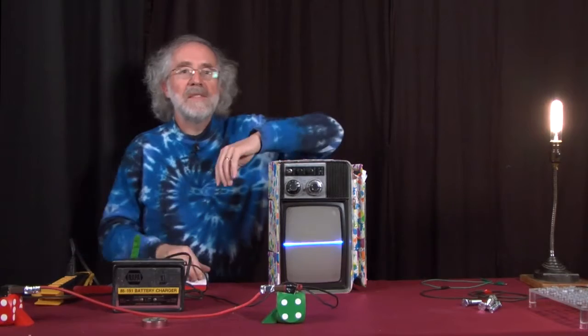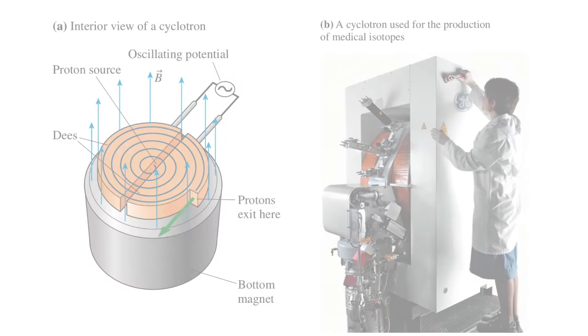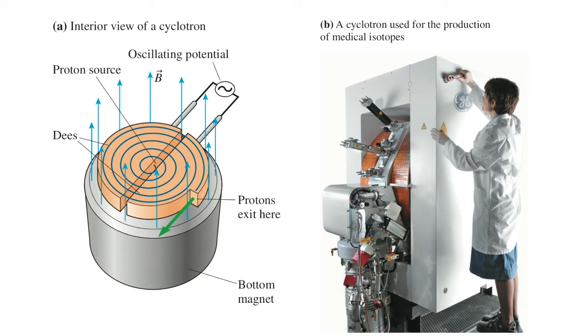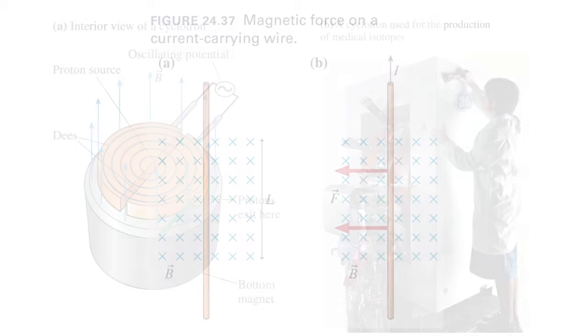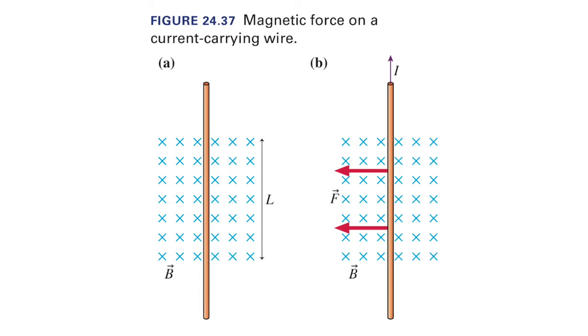Now, moving beams of charged particles is important, and we'll look at examples of this in the chapter that are extremely important. But what's more practical on a day-to-day basis is this. Magnetic fields exert forces on currents, because a current in a wire is just moving charged particles.